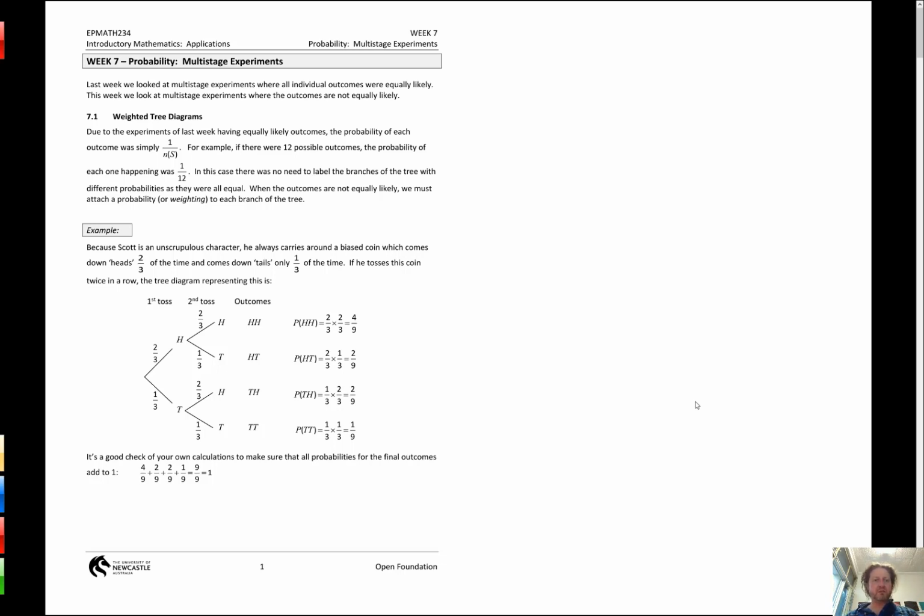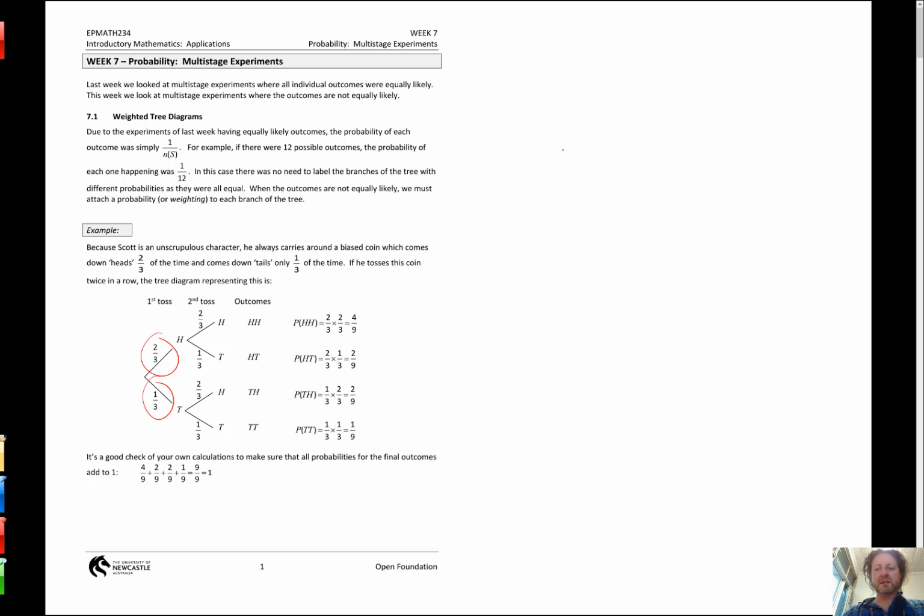Hi everyone, let's go through a bit of week 7 probability, multi-stage experiments. It's a pretty bad name for the lecture because we actually started multi-stage experiments last week, but we continue with them. The difference between last week and this week is that this week, you can see down here, we've got some probabilities drawn on the arms of the tree diagrams.